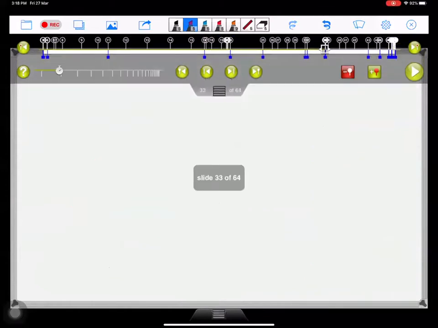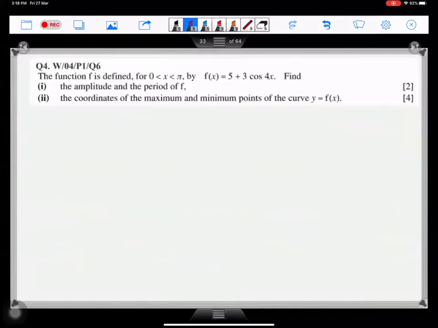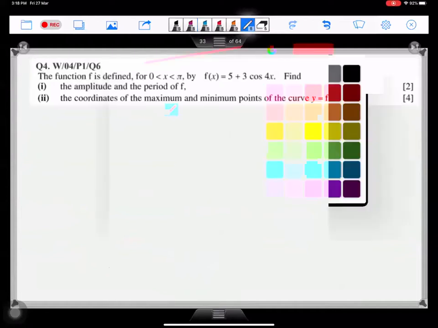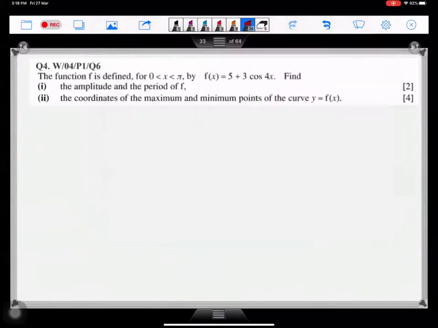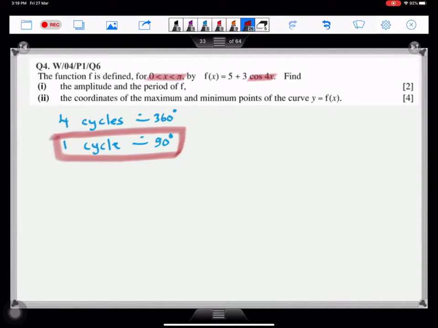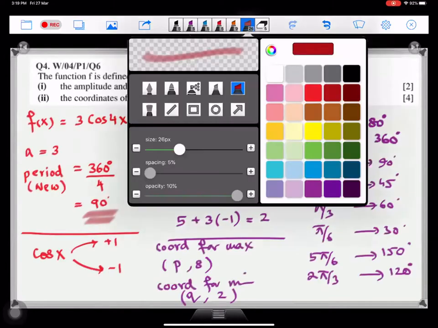So this time, if I ignore the range for a second, let's focus along the line cos 4x. What does the expression cos 4x mean? It means 4 cycles in 360 degrees. Am I right? Therefore, 1 cycle in 90 degrees, simple ratio proportion. And we already calculated this on the previous page. The new period is 90 degrees. We all know that, so that's not a big deal.